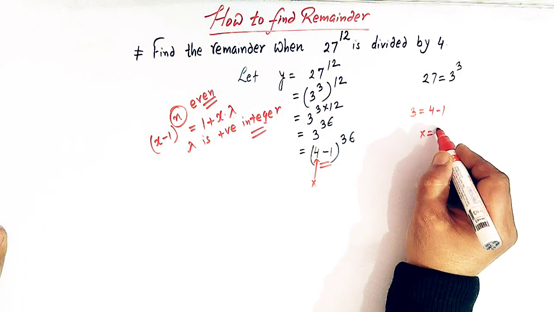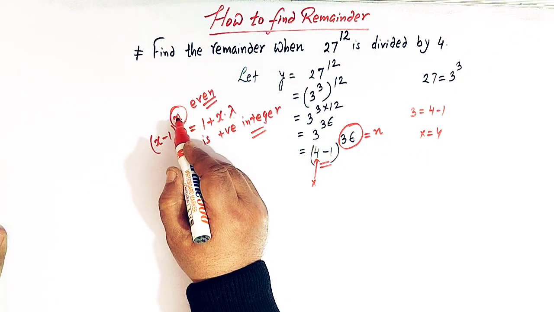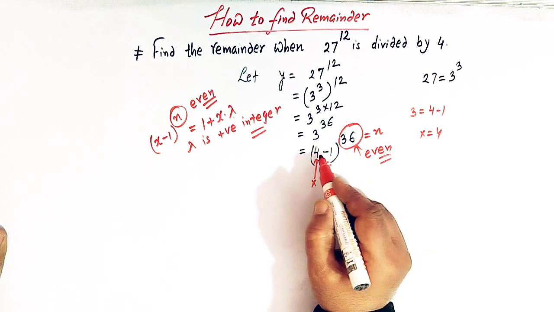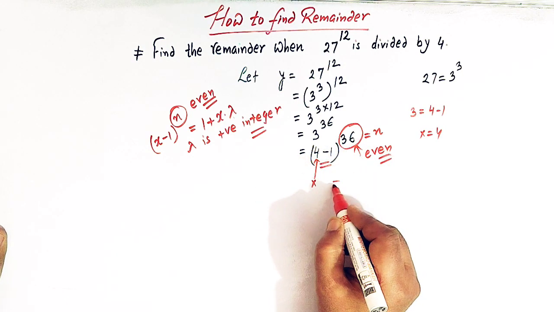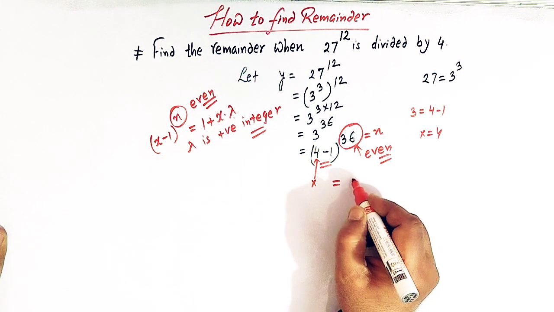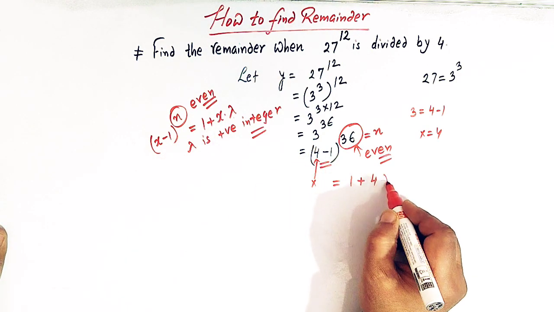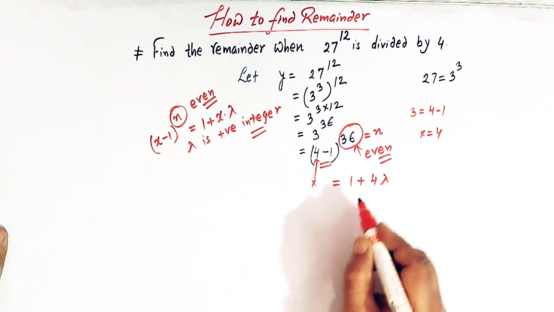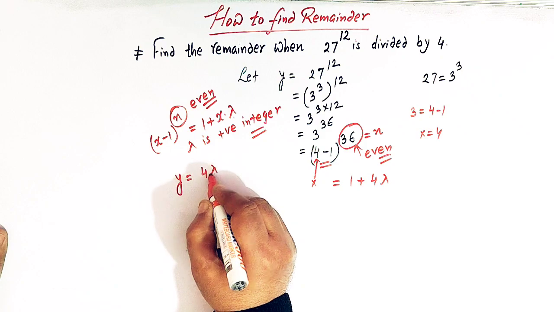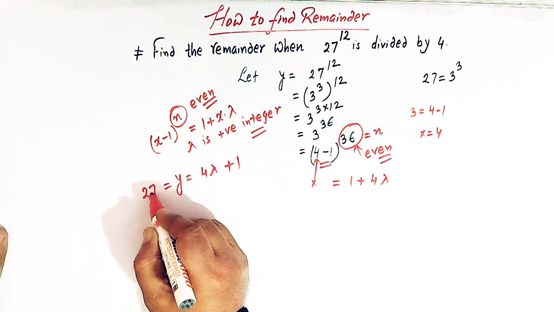So we have x is equal to 4, and here 36 is the value of n, and this 36 is even. So now 4 minus 1 raised to 36 can be written as 1 plus x times lambda. So here we have 1 plus x is 4, so we have 4 times lambda. Lambda is a positive integer.